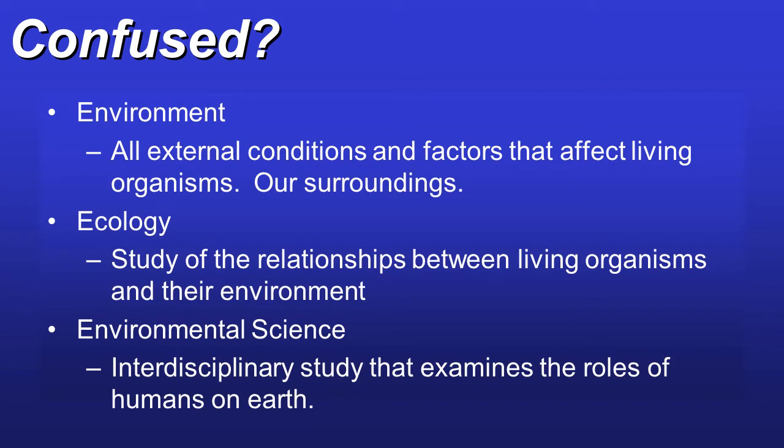I want to be certain that you understand the difference between the three terms that are listed on your screen: environment, ecology, and environmental science. The term environment simply refers to our surroundings, those external conditions and factors that affect living organisms. You will learn more terms associated with the environment, such as abiotic and biotic components, but we'll get into those later. The second term is ecology. This is a branch of science which describes and quantifies the web of interactions in the environment. It's a study of the relationships between living organisms and their surroundings.